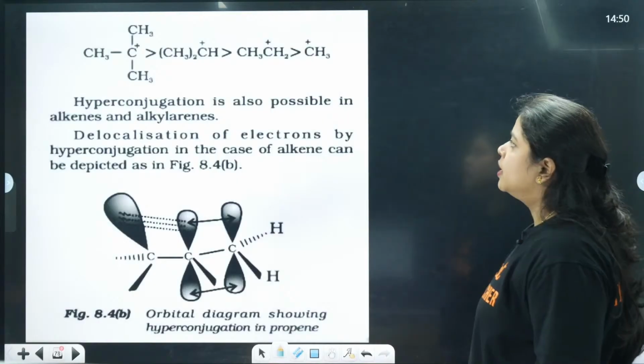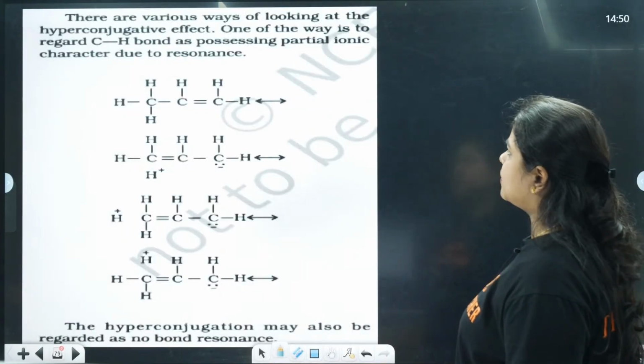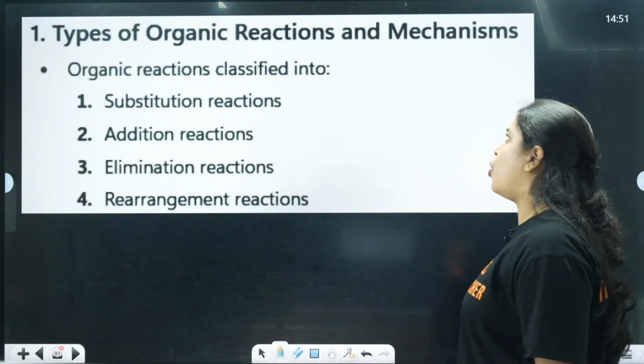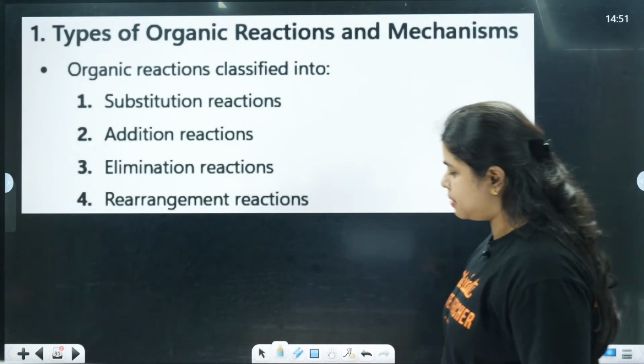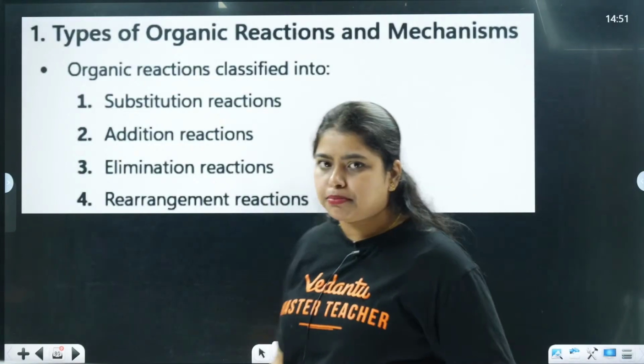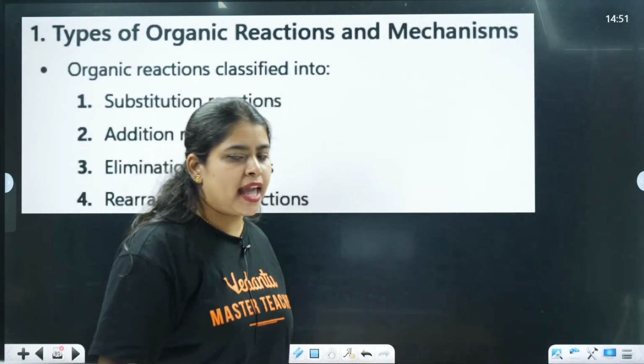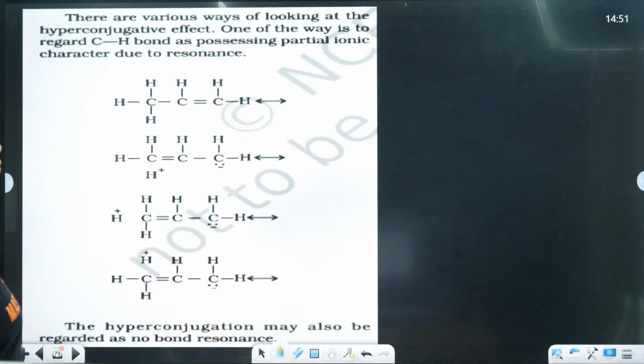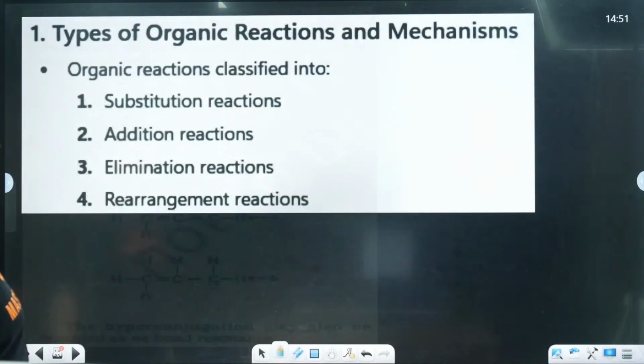Clear? Next, these are also simple examples they have given here. Okay, let's move to the last part, that is types of organic reaction and mechanism. Hyperconjugation is very simple. I have explained it properly. Make sure you practice those, and understand them by looking at examples.